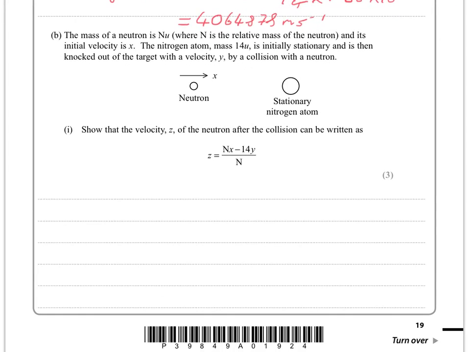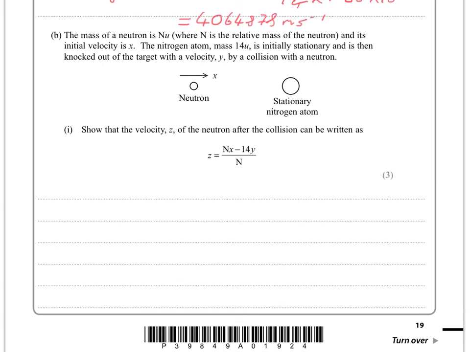Part B, the mass of the neutron is nu, where n is the relative mass of the neutron, and its initial velocity is then x. The nitrogen atom is 14u. It's initially stationary and is then knocked out of the target with a velocity y by collision with the neutron. Show that the velocity z of the neutron after the collision can be written as this.